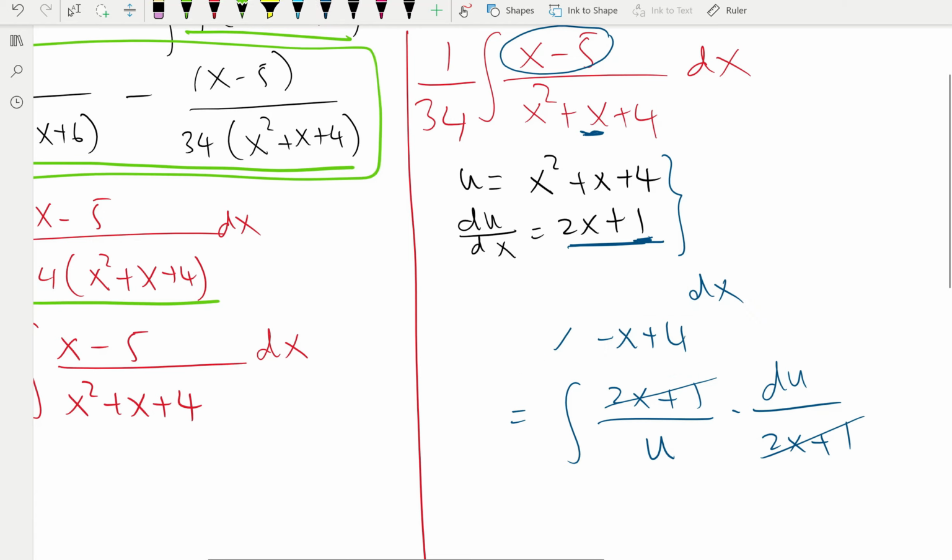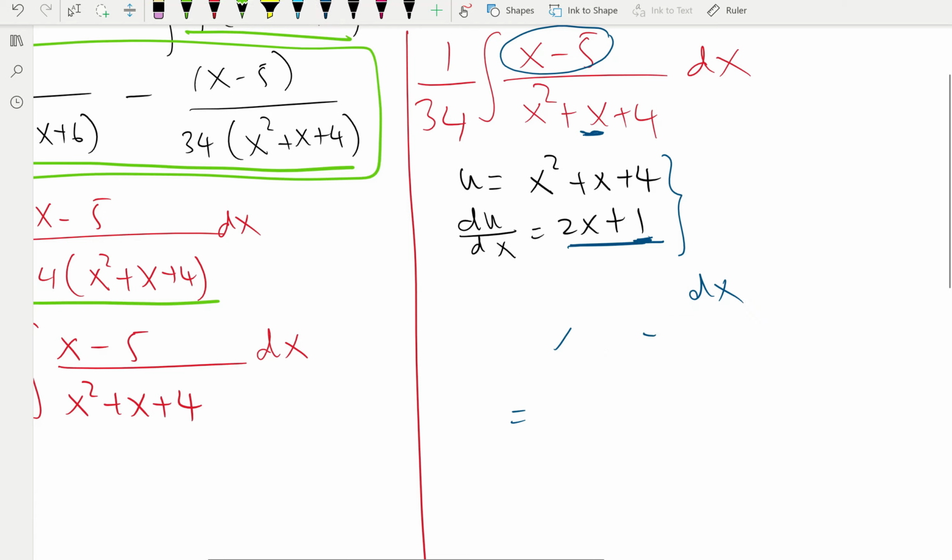But we are not that lucky. So what can we do here? x minus 5 and 2x plus 1 are two totally different things. What can we do here? The trick here is we are going to create 2x plus 1 artificially in the numerator. How can we do that? Let's do this step by step. So stay focused. First thing, if you want to create 2x plus 1 in the numerator, the coefficient of x should be what? 2, right?